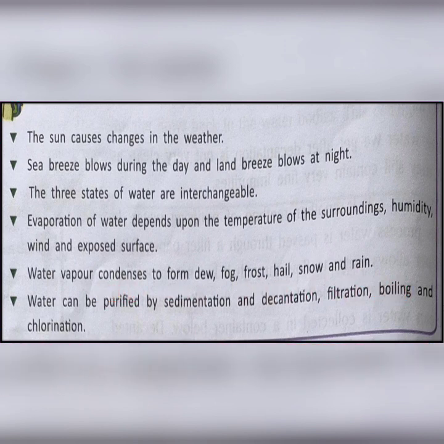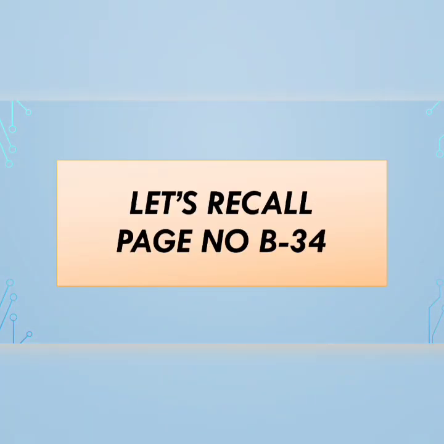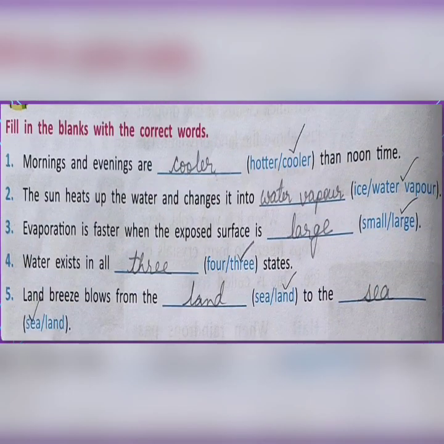Okay. Now let us discuss the answers of the questions given in Let's Recall, page number B34. The answers to these questions you have to write in your book only. Fill in the blanks with the correct words. Number 1. Mornings and evenings are dash than noontime. It is what? Cooler. Mornings and evenings are cooler than noontime.